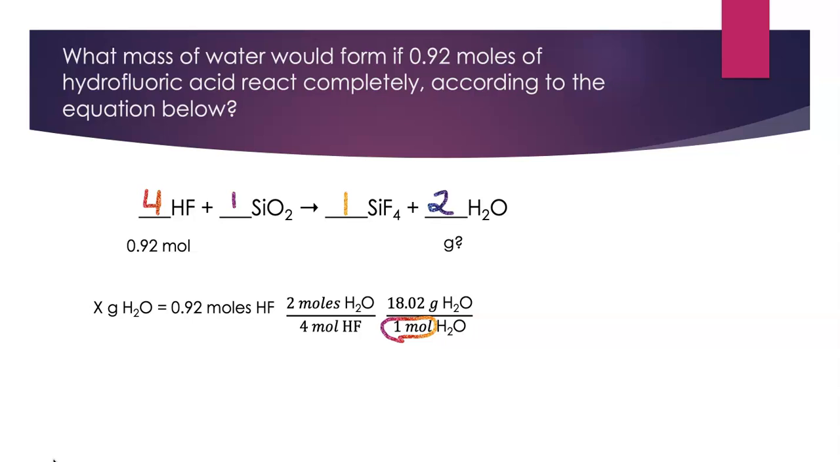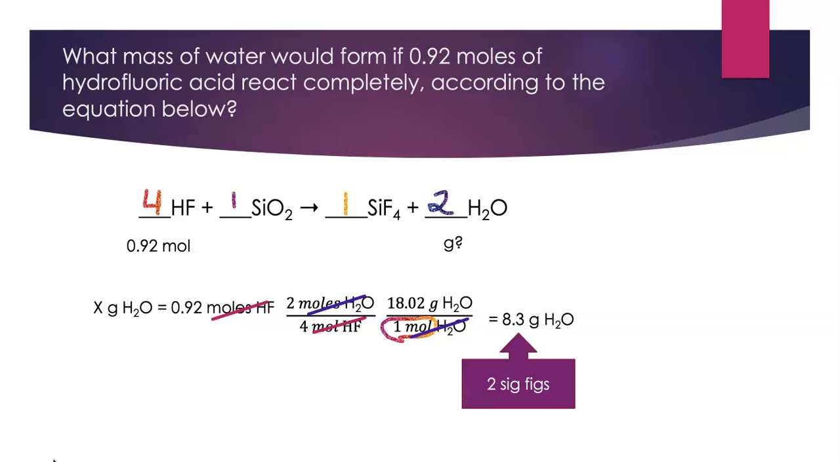Now that I've got everything set up, I see that the unit moles of HF cancels out, and the unit moles of H2O cancels out. This leaves me with the unit of grams, which is what I was solving for. So now I can get out my calculator and solve it. I get an answer of 8.3 grams. That seems reasonable. And I report my answer with 2 sig figs because I had 2 sig figs in the given value of 0.92 moles of HF.